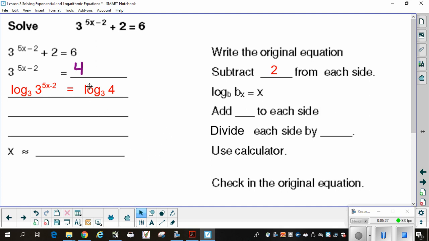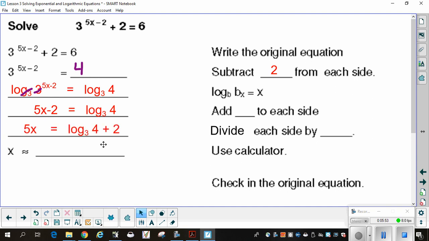When I do that, notice log base 3 of 4 is a constant. It's a number. I don't know what the number is, but it's a number, and it's going to be 1 point something. Over here, again, remember that we took the log of 3 raised to something. So the log and the exponential are inverses of one another. So it simplifies, and I just bring down the 5x minus 2.